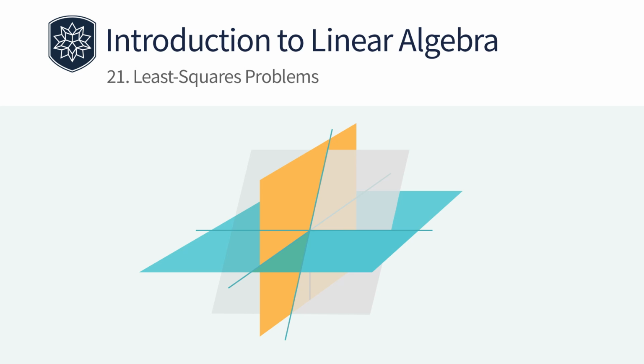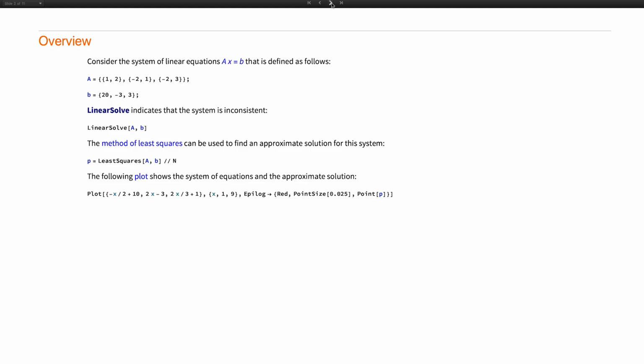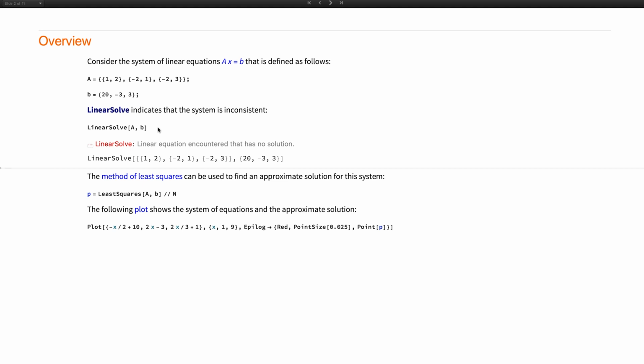Hello. The topic for this lesson is least squares problems. So let's begin with a brief overview of the lesson. Let's consider the system of equations Ax = b, where A is given over here and b is given as well. So A is a matrix, b is a vector, and if we give this system to linear solve, then linear solve complains that this system has no solution. So the system is inconsistent.